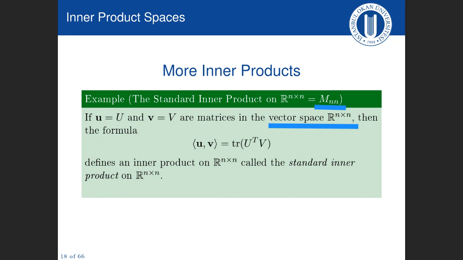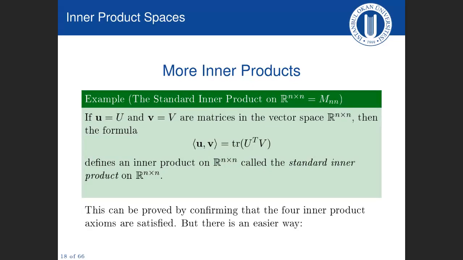A function of U and V is going to be the trace of U transpose V. This defines an inner product on our n by n, and this one is called the standard inner product on our n by n.